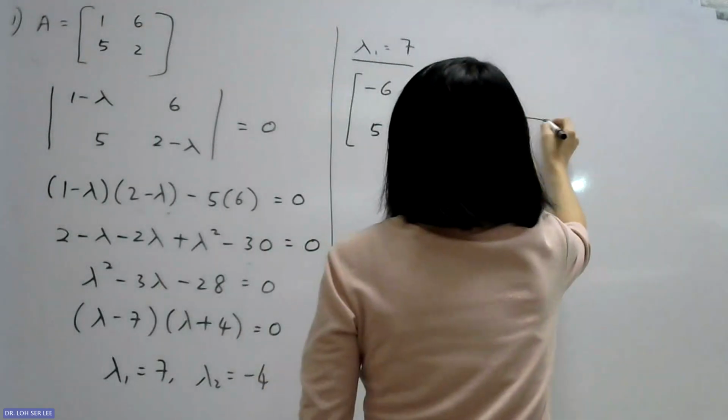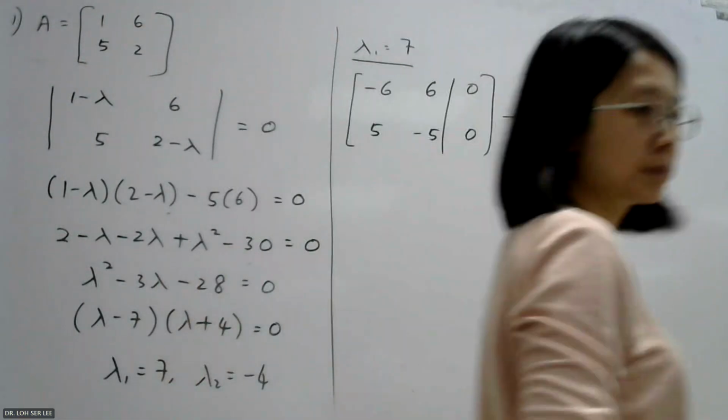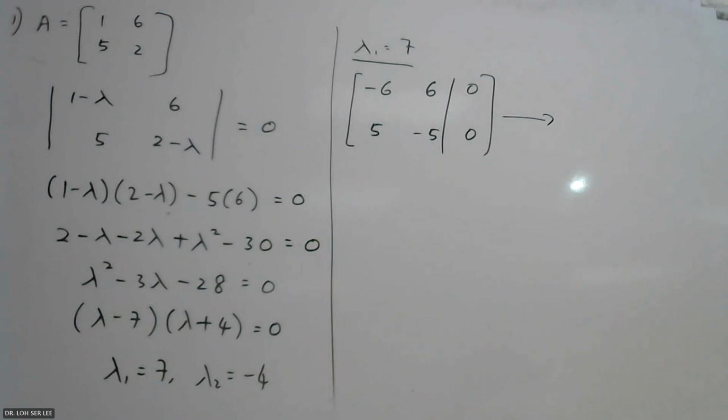After row reduce, sketch the staircase. Identify which variable is free, let it equal to c, and find x1 and x2.